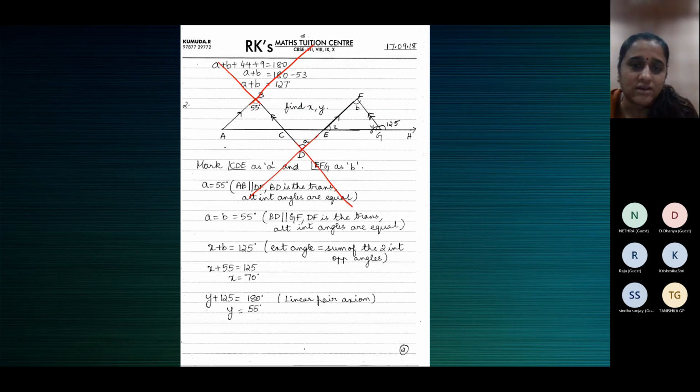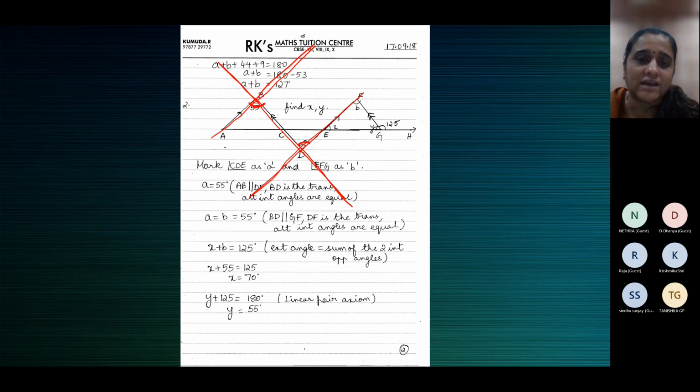Now you can see here, 55 degrees is on one side of the transversal, and you can see A on the other side of the transversal. Watch carefully. These are the two parallel lines. This is the transversal.